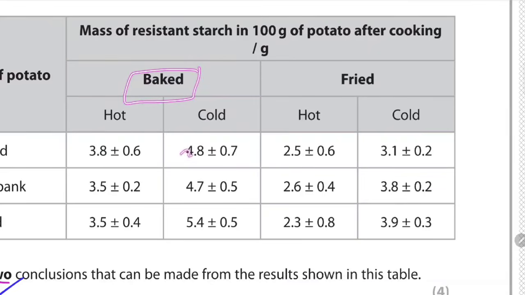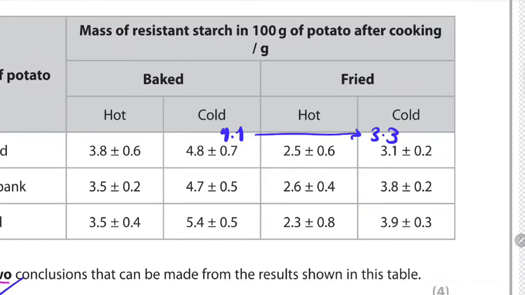The values are higher, and if I want to compare between each one of them, let's say we're going to compare between the cold temperatures for baked and fried, you're going to find that if I subtract 4.8 minus 0.7, it's going to be 4.1. And if I want to get the higher value of this one to see if they overlap, that's 3.1 plus 0.2, so that's going to be 3.3.